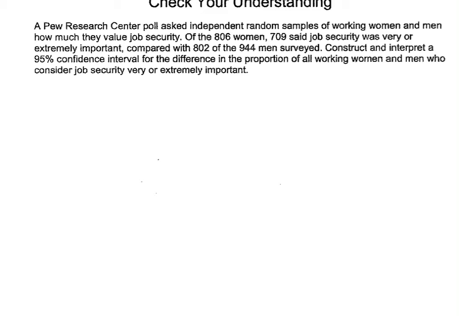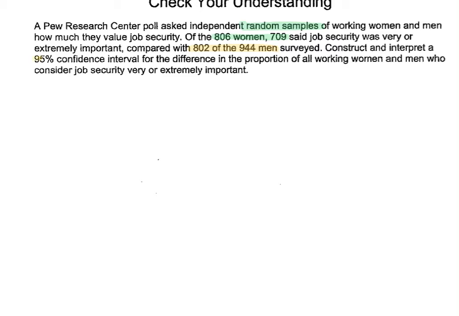So in this example, I'm just going to highlight some important things as we read it. A research center poll asks an independent random sample of working women and men. So it looks like we're going to have a sample of women and a sample of men here. How much they value job security. So there were 806 women, and 709 of them said job security was important. And then we've got 802 of the 944 men surveyed who said that it's extremely important.